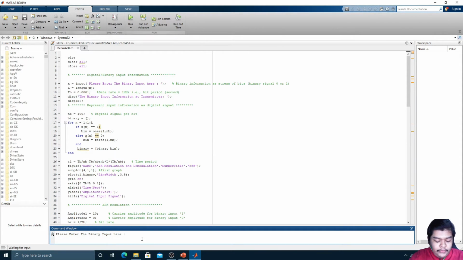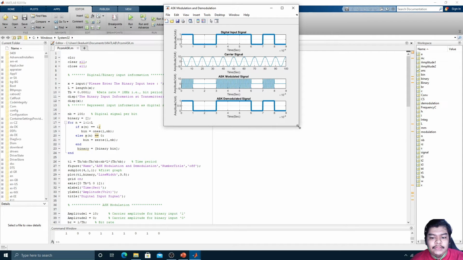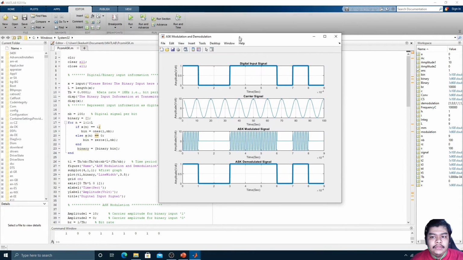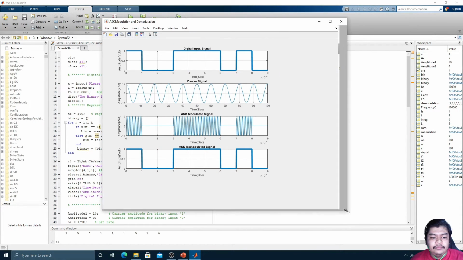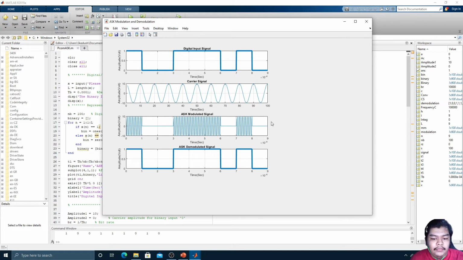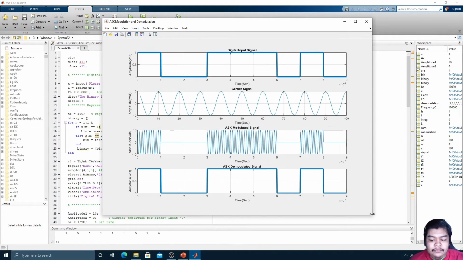Let's enter the input with 0, 1, 0, 0, 1, 1, 1, 0, 1, 0. Let's see the outcome. You can see here this is our graph. We need to wait. This is the input we inserted, which is 1, 0, 0, 1, 1, 1, 0, 1, 0, 1, 0.